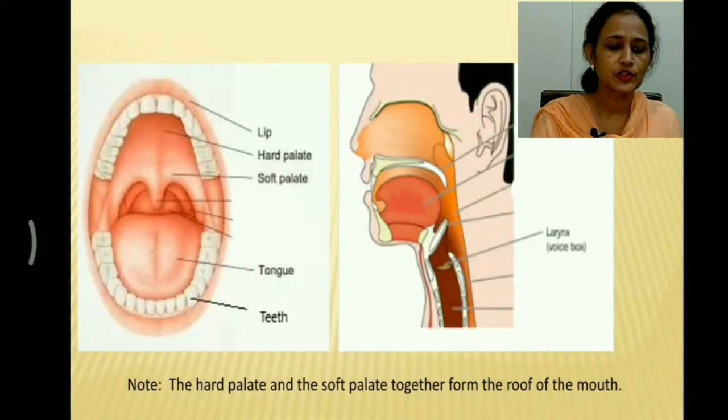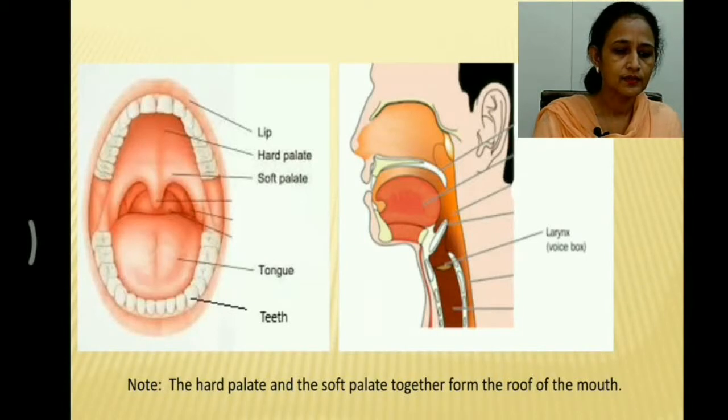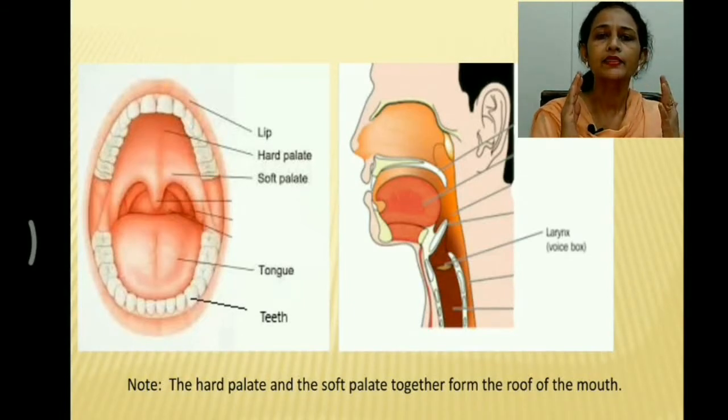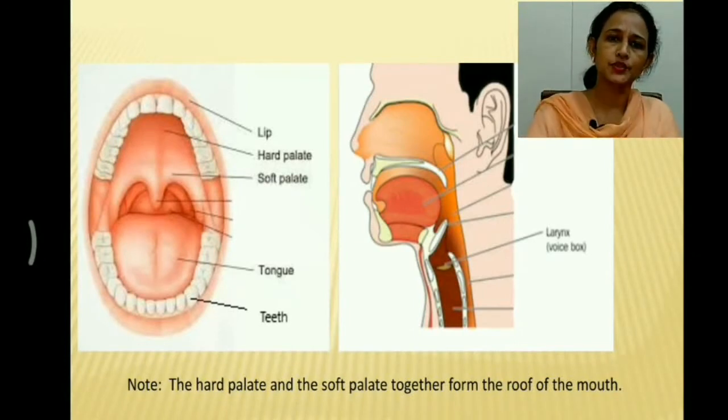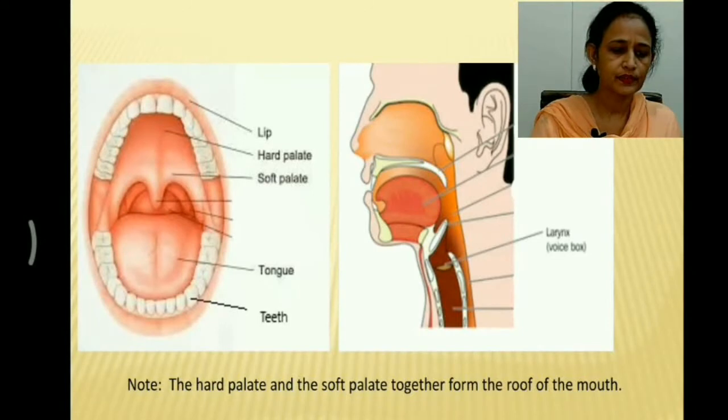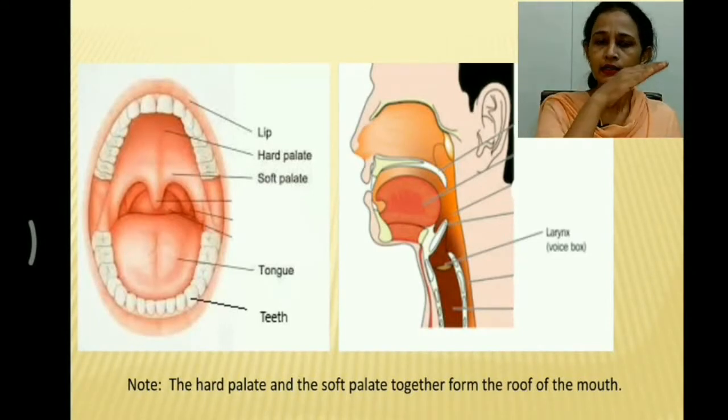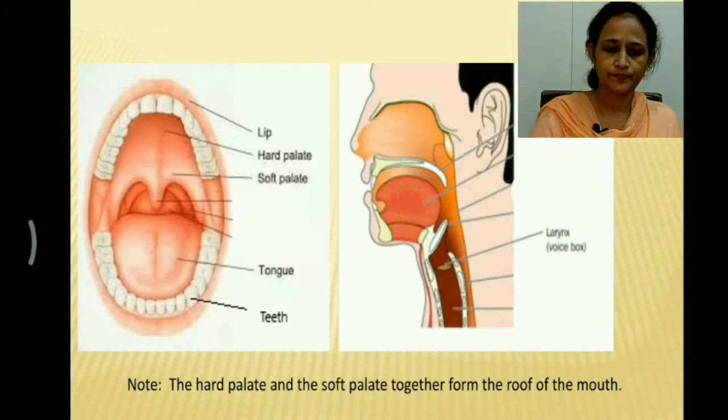Look at the first picture. Lips, the upper lip and the lower lip, the hard palate and the soft palate. The hard palate and the soft palate together form the roof of the mouth. Next, we have the tongue, teeth, the upper set of teeth and the lower set of teeth.